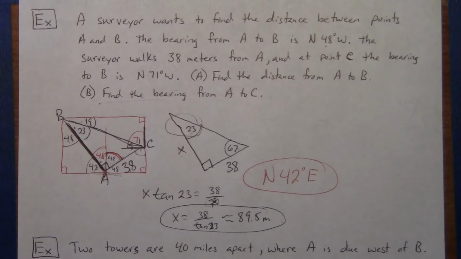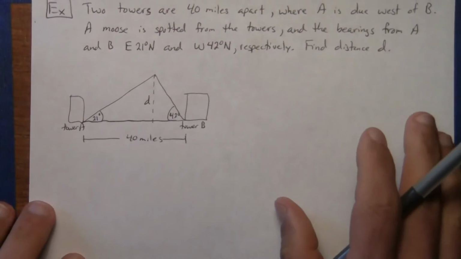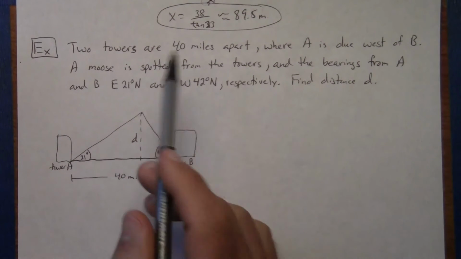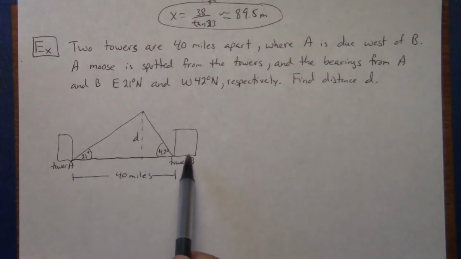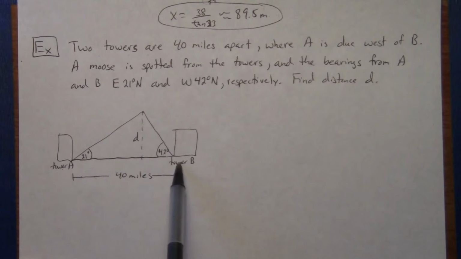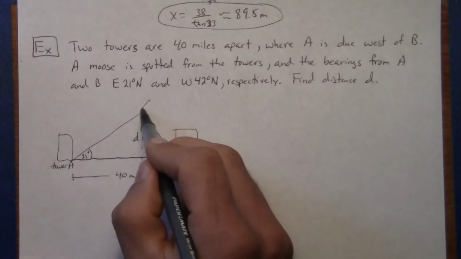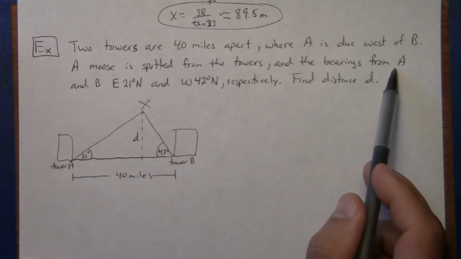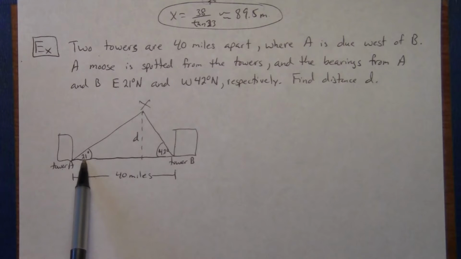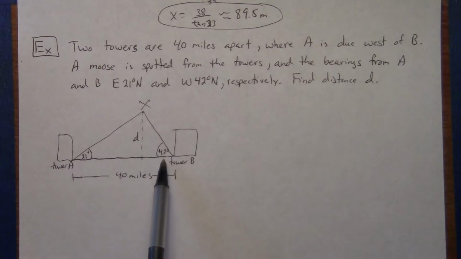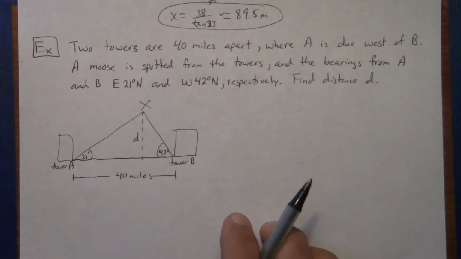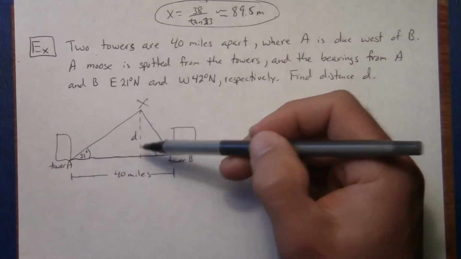All right. Problem that gives everyone trouble for the most part is number 34. This isn't number 34, but again, it's very similar to number 34. It says two towers are 40 miles apart. Forgive my drawing. Here's Tower A and Tower B, where A is due west of B. It says a moose, which is right here somewhere, is spotted from the two towers, and the bearings from A and B are east 21 degrees north, which is giving us this little angle, and then west 42 degrees to the north, which is giving us this angle. And if you look at 34, they give you the picture exactly like this. It says find the distance d, which is this distance here.